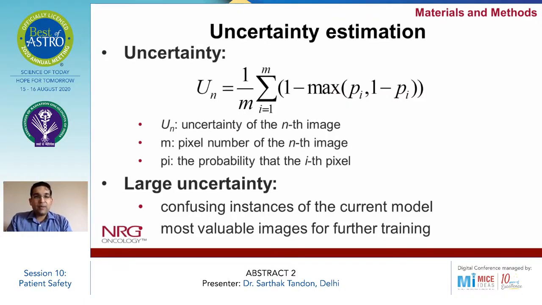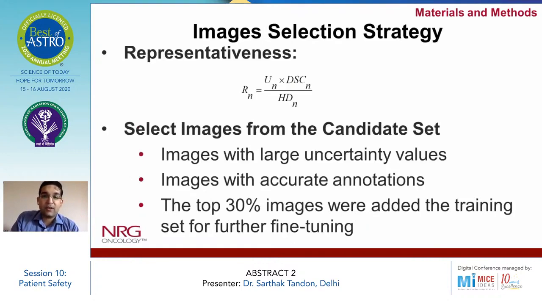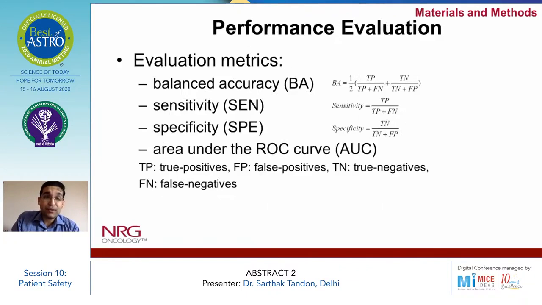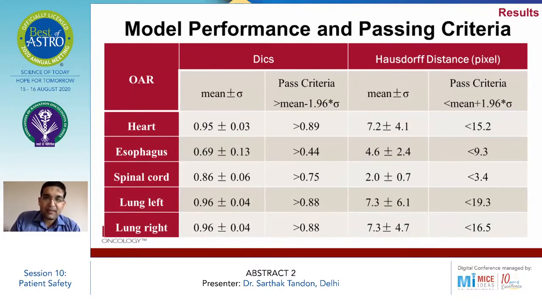So I'll be skipping these 3 slides. These are just formulas that they had used to classify their materials and methods. So we'll jump to the results section. Can you move to the first? Yeah, thank you. So if you can see the OARs, they had taken out the OARs and presented the result in 2 forms, the DSC and the Hausdorff distance. And you can see that all the OARs passed the passing criteria for both parameters, DSC and Hausdorff distance.